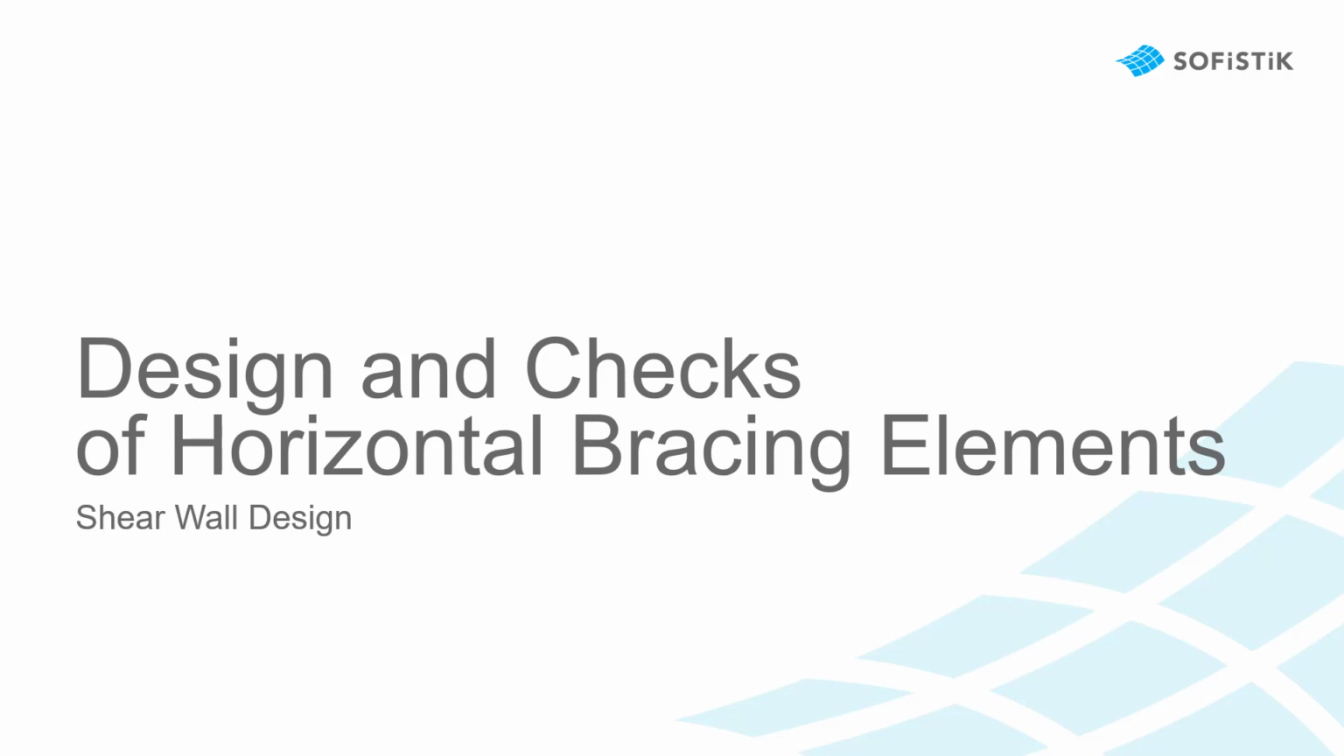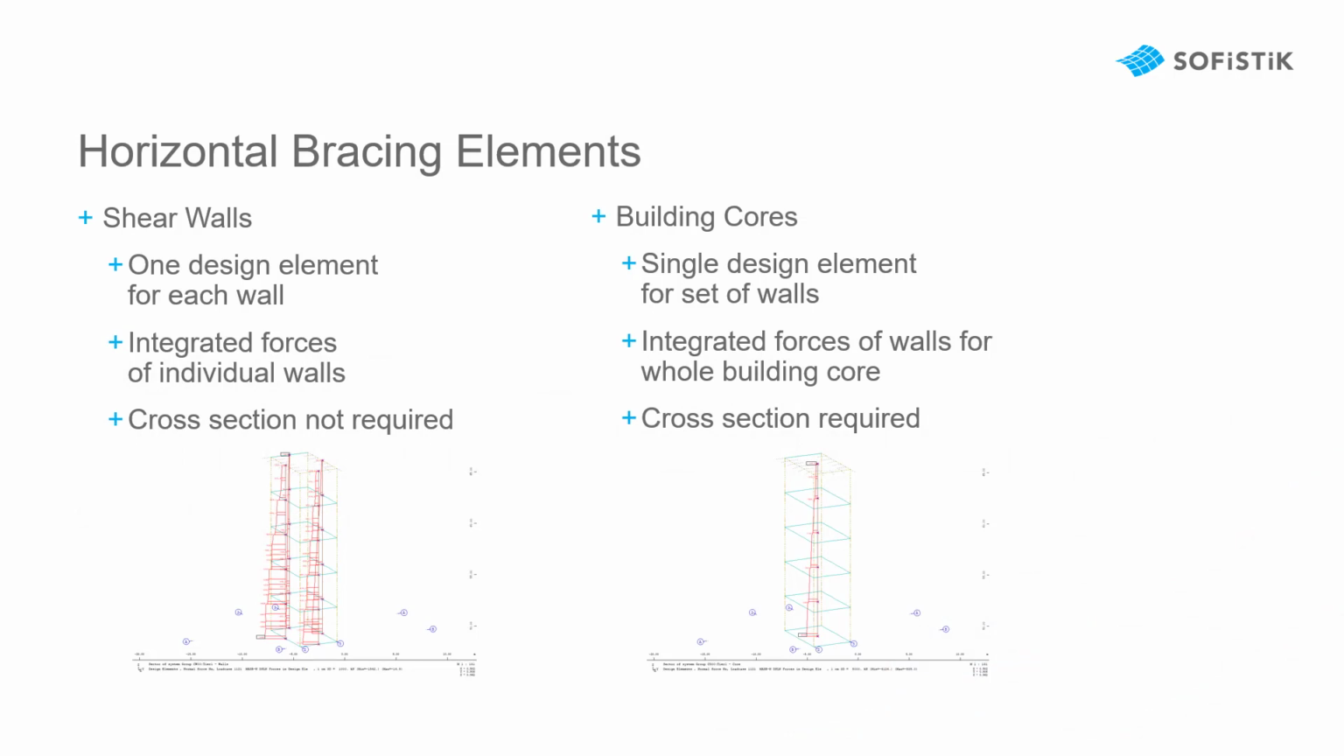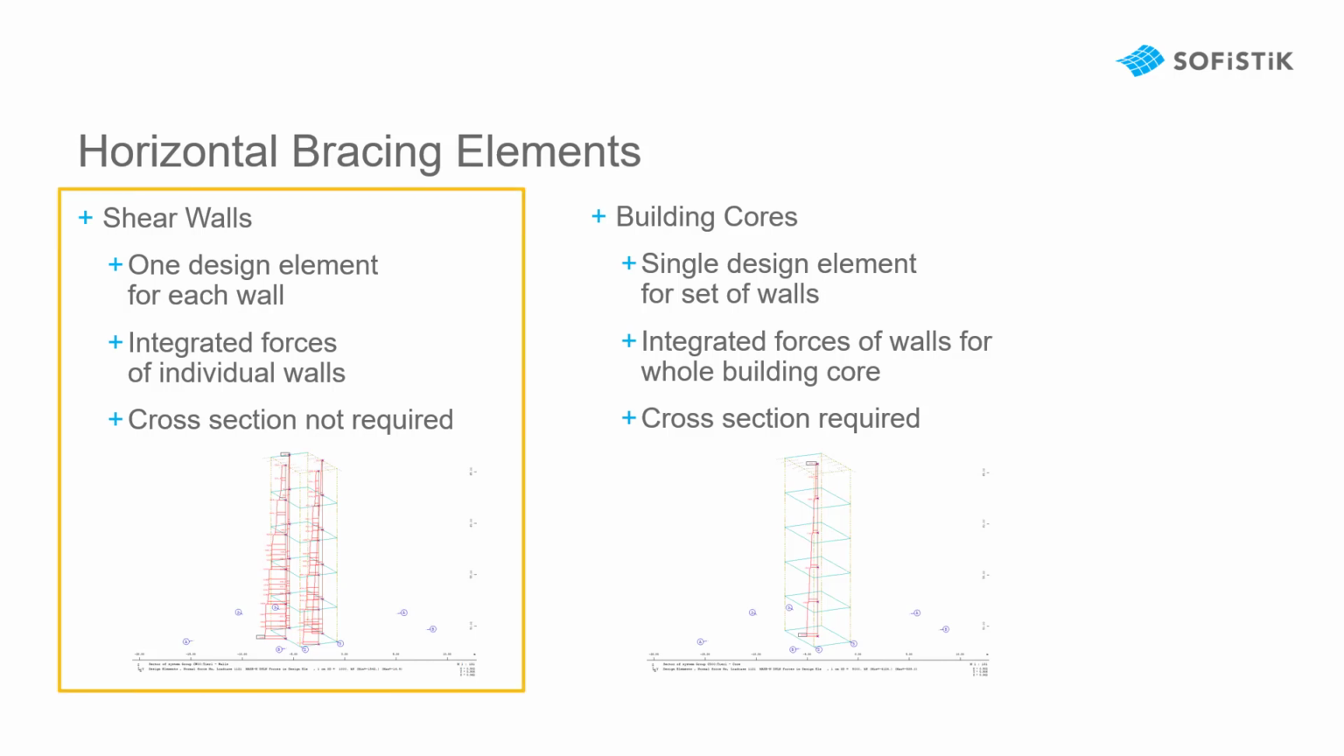Design and checks of horizontal bracing elements. Shear wall design. There are two different horizontal bracing elements to be considered during the design. First, the individual shear walls, and second, the building cores, consisting of a set of walls. This video will focus on the shear wall design. For more information about the building core, please refer to the next video of this series.